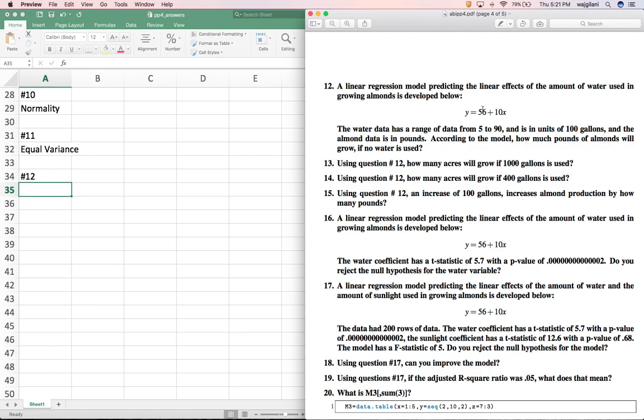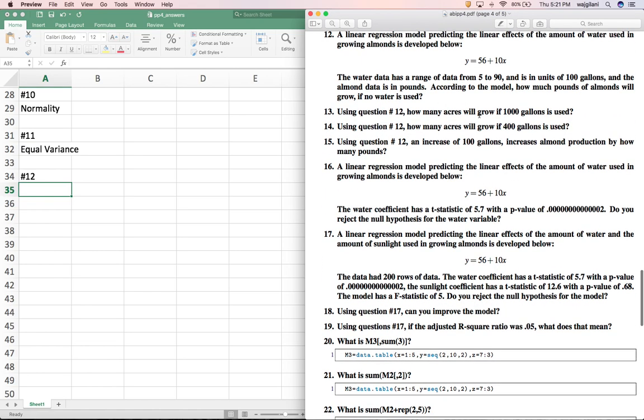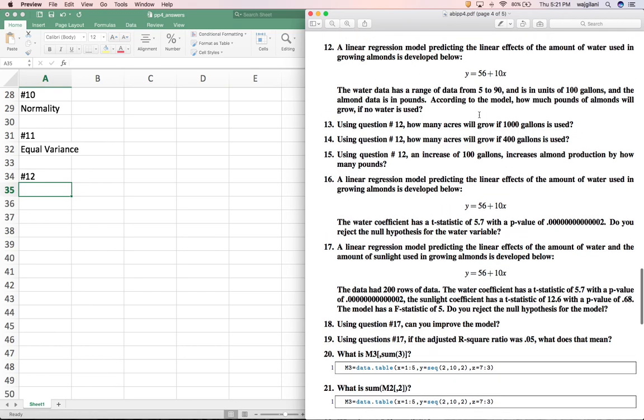Now, according to the model, the question is how many pounds of almonds will grow if there's no water used? If no water is used, x becomes 0, and then we have the answer 56, and that answer 56 is in terms of pounds. So the answer is 56 pounds. 56 pounds of almonds will grow if you use no water. Of course, that doesn't logically make sense, but that's basically what the model is inferring from the data.